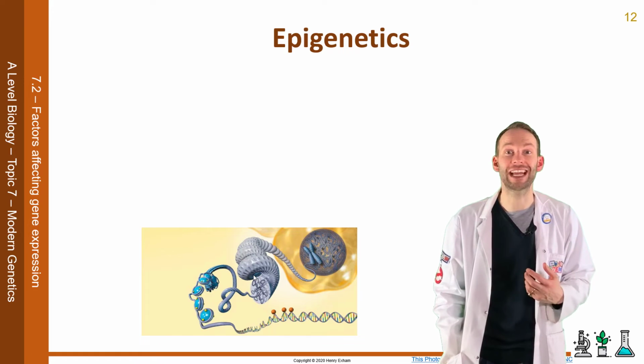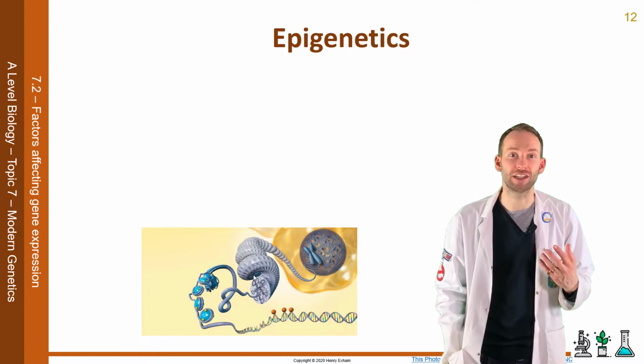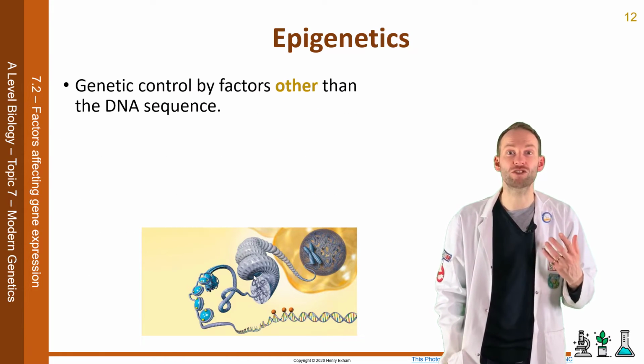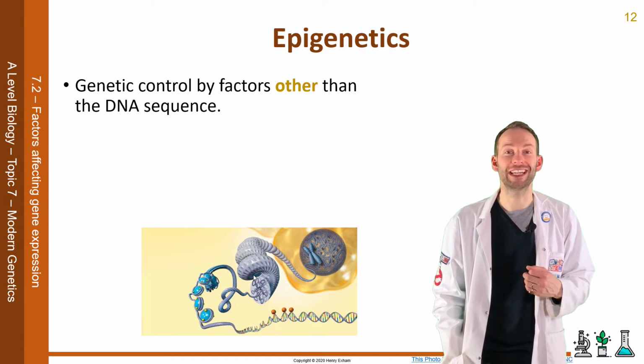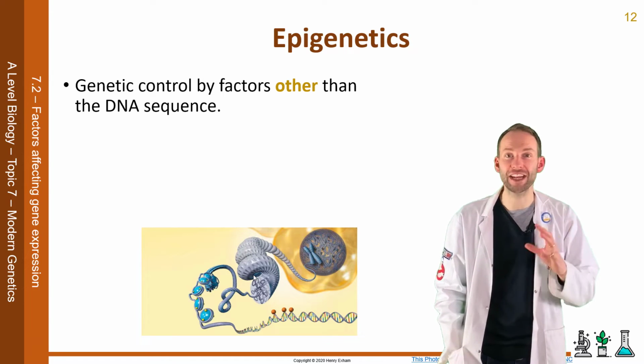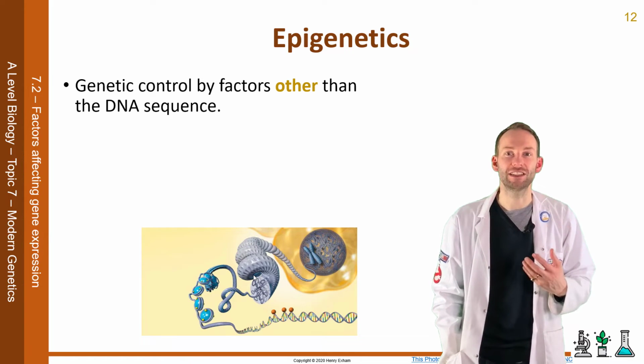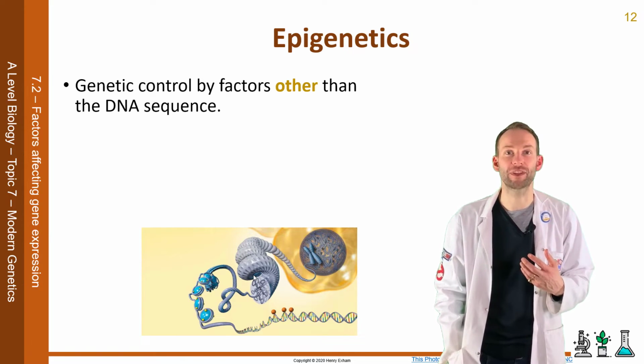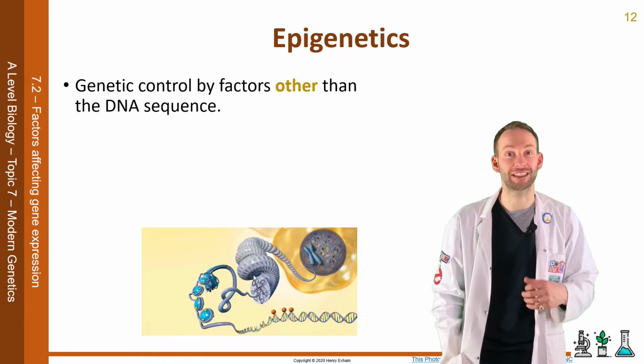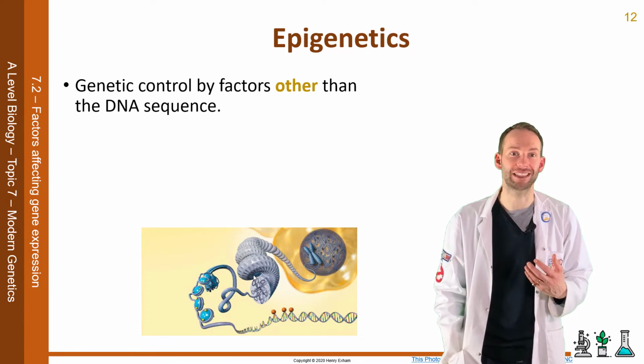Well, it's a very exciting area of scientific research. Now, epigenetics is interested in studying genetic control by factors other than the DNA sequence. Okay, so we're looking at anything that can affect gene expression that isn't specifically the DNA sequence itself. And in fact, RNA splicing is really an example of epigenetics.